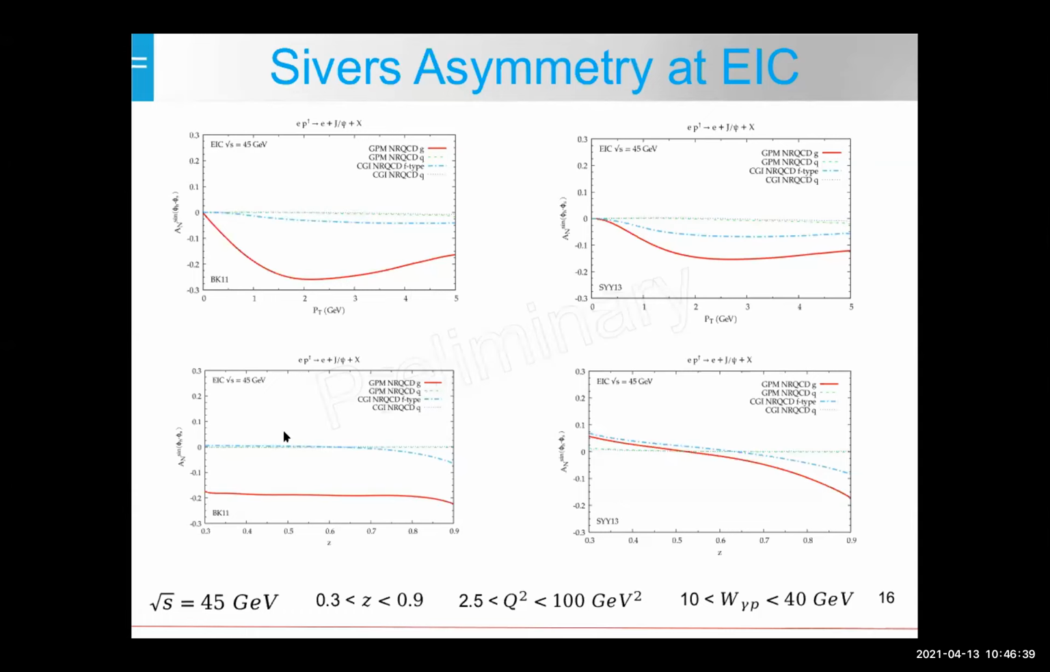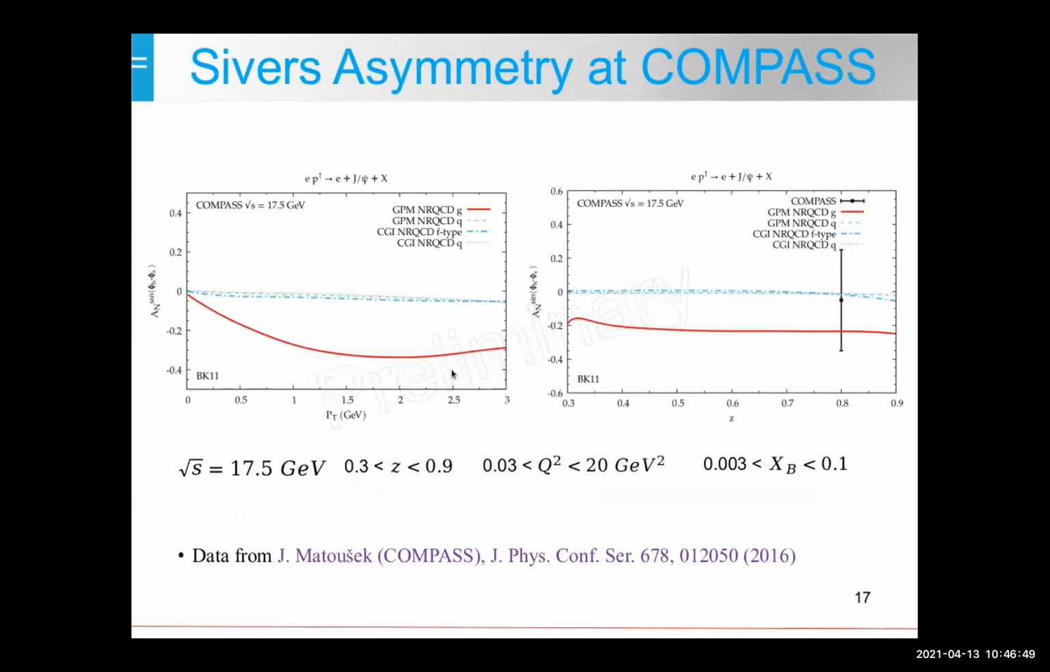In the lower panel, asymmetry as a function of z is shown, where z is the inelastic variable that carries the energy fraction of the jet. Here, the asymmetry as a function of PT is shown at the center of mass energy of COMPASS, 17.5 GeV. We have one data point from the COMPASS collaboration, though its uncertainties are very large. Still, we compared our estimation with the data.